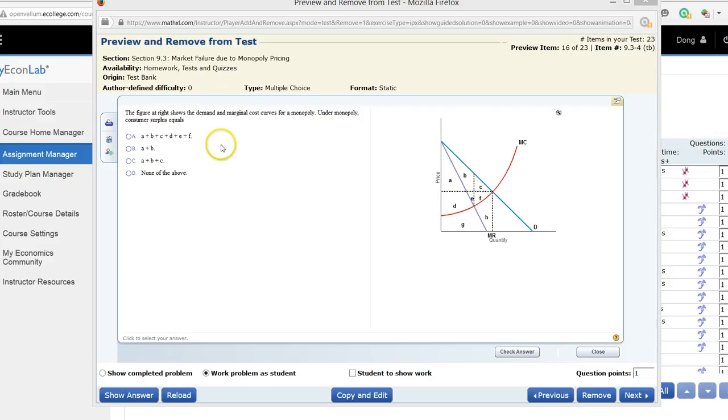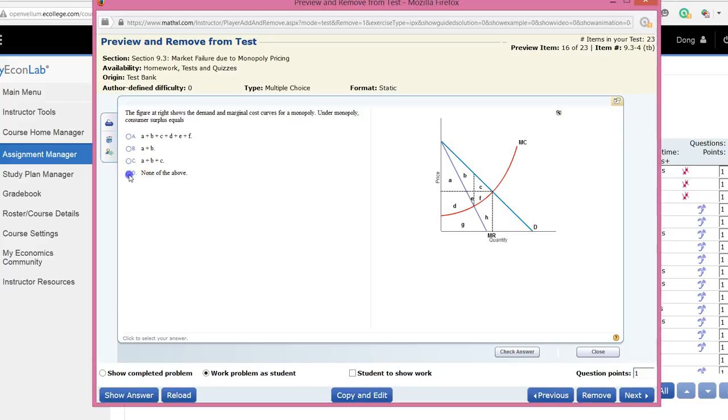So hence, if you look at the choices A plus B plus C plus D plus E plus F, that's A and B, A plus B, A plus B, and plus C. None of this is correct because of the reasons we just discussed. The actual consumer surplus should be a portion of A and a portion of B, their sum. So the correct answer should be D, none of the above.